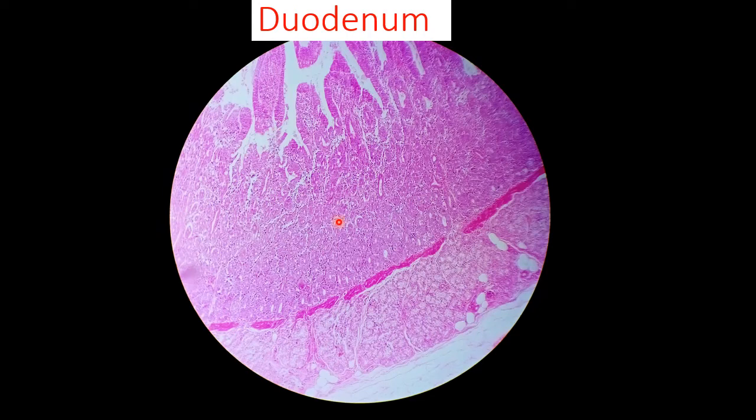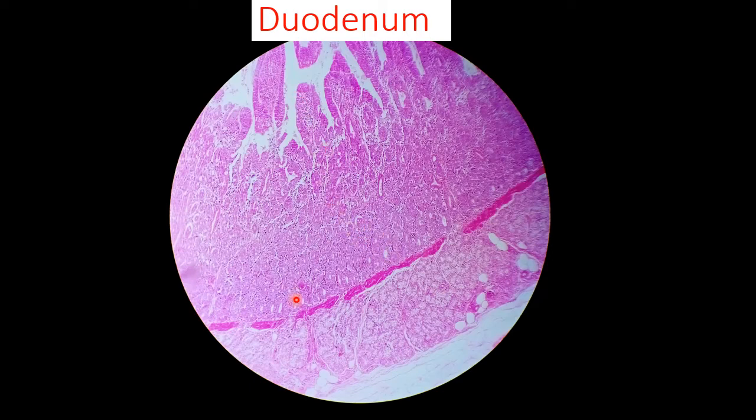So duodenum. How to identify the duodenum is, the mucosa converts into folds. So finger-shaped villi. The folds are called villi here in the small intestine. The first part of the small intestine is the duodenum. Finger-shaped villi we can identify. And here you can see the muscularis mucosa. Then in the submucosa, we can identify an abundant amount of glands. The glands are called Brunner glands. So presence of the Brunner glands and finger-shaped villi is seen.